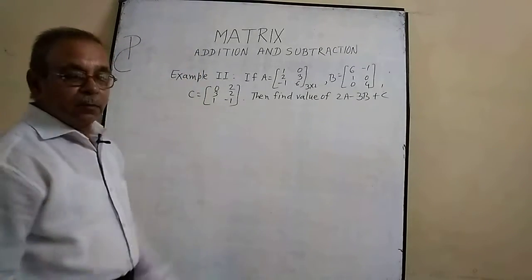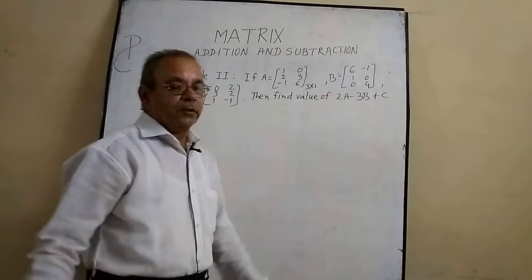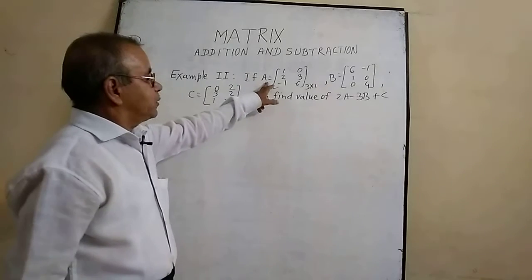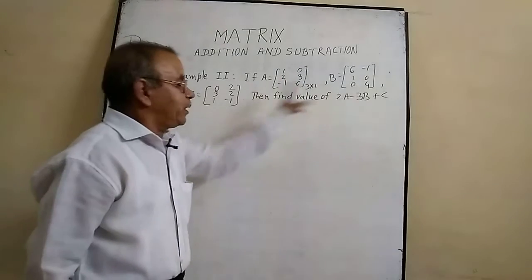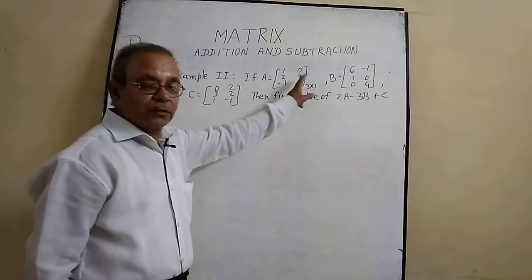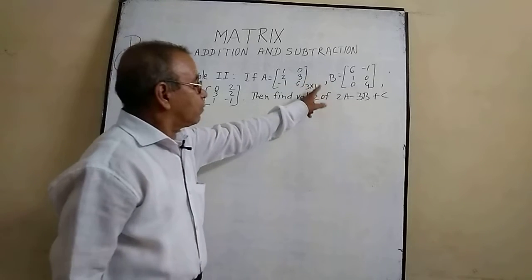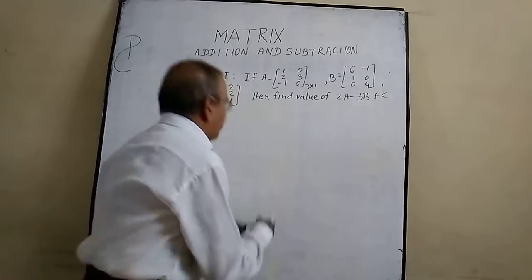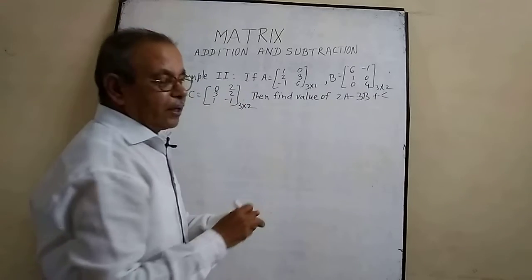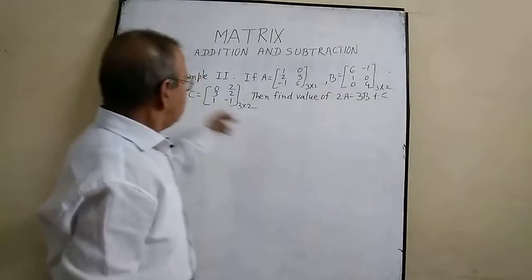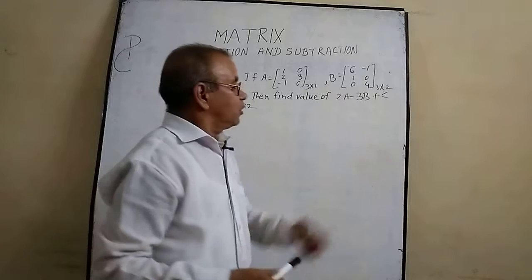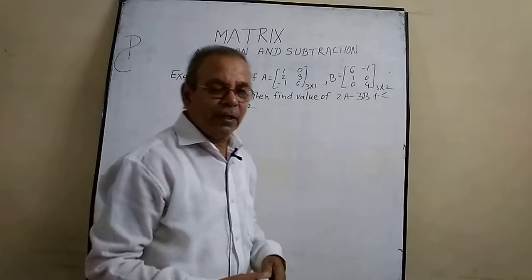Now in the second example, we take three matrices instead of two, and here we take both addition and subtraction into consideration. The matrices A, B and C in this question are all 3 rows and 2 columns. First of all, we write the row and then the column. It is essential that the order be mentioned, and that is 3 into 2. Now I first calculate 2A separately, 3B separately, and C.